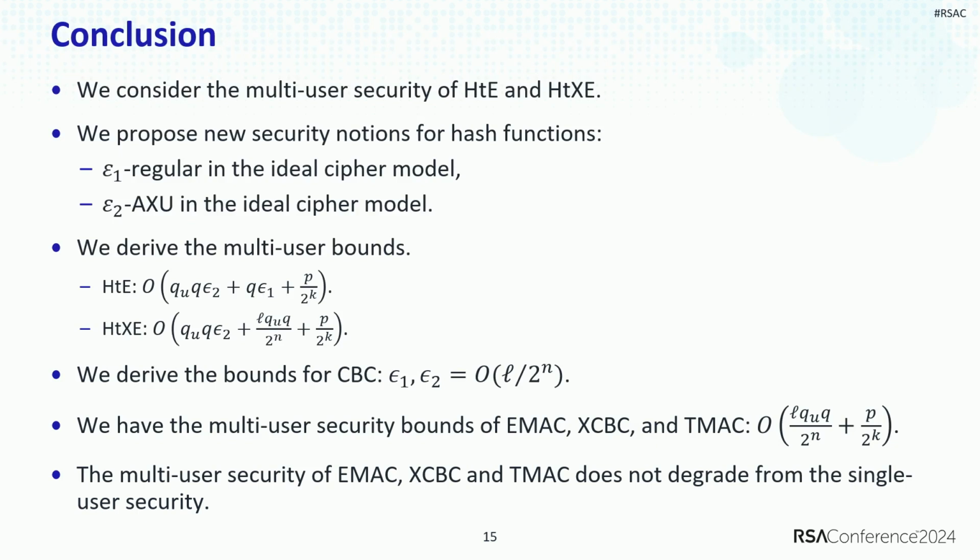Okay, so this is the conclusion of the talk. We considered the multi-user security of HT and HTXE, and we propose security notions for hash functions: epsilon1-regular hashing in the ideal cipher model and epsilon2-XU in the ideal cipher model. We derive these security bounds for HT and HTXE. We also derive the security bound for CBC, and by combining these bounds we obtain the security bounds of EMAC, XCBC, and TMAC. So we can conclude that the multi-user security of EMAC, XCBC, and TMAC does not degrade from the single-user security. Okay, that's all. Thank you very much.